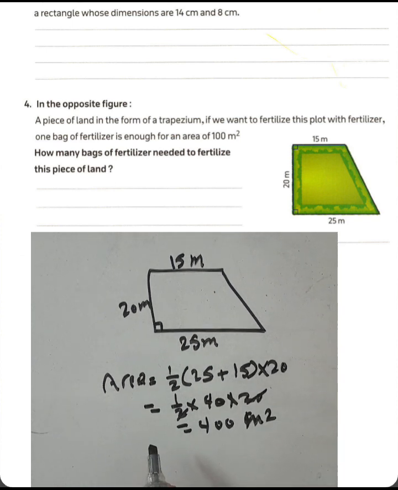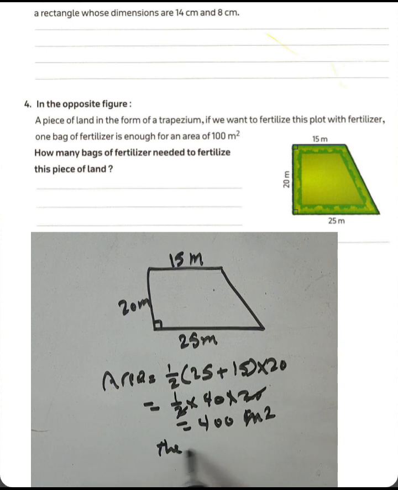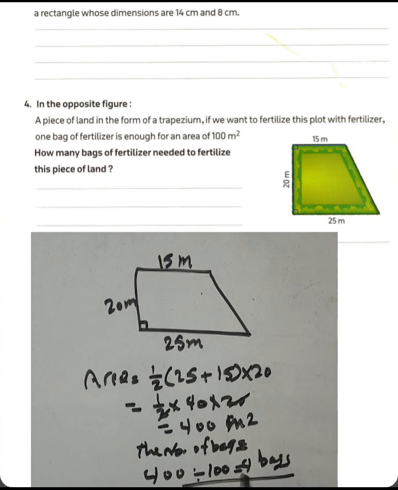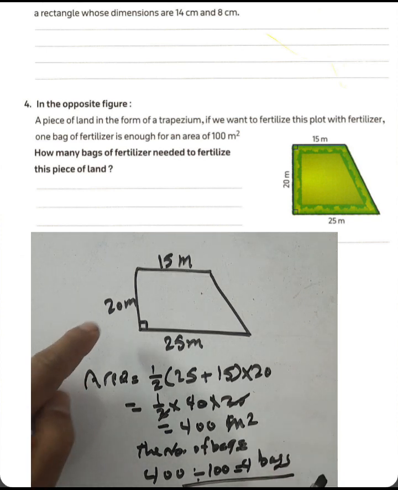And then we can find the number of bags. The number of bags, we can write the total area divided by the area of each one, 100. Then the number of bags will be 4 bags. You can solve this example by this method or another method. I will solve this example by another method.